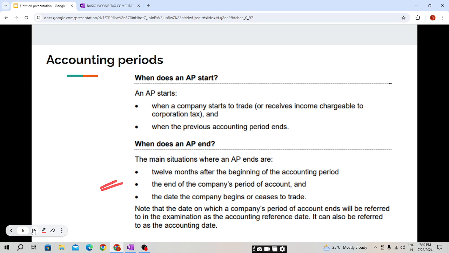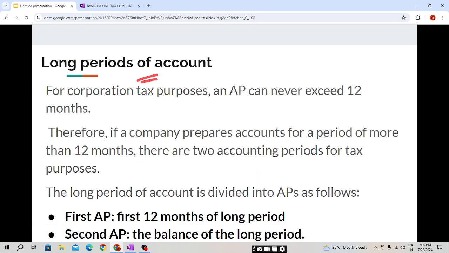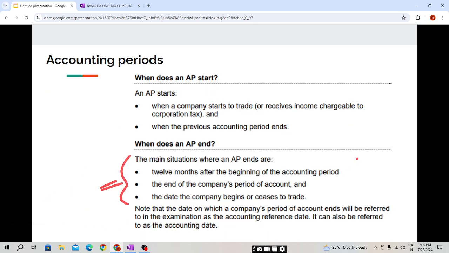Now coming to the case of long periods of accounts. What does long period of accounts mean? For corporation tax purposes, an accounting period can never exceed 12 months. As we have already discussed, the accounting period cannot exceed more than 12 months. But the corporation tax is based on the accounting period, students. The corporation tax will be paid on the accounting period, and the accounting period will end on the earlier of these three dates. If it is only 9 months, then we need to calculate the corporation tax for 9 months only. No issues in that.